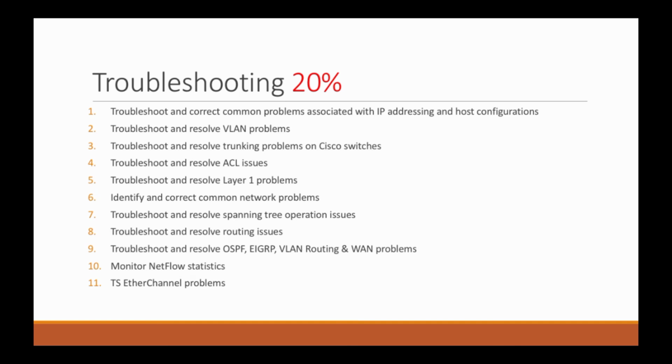Troubleshooting, 20%. Troubleshoot and correct common problems associated with IP addressing and host configurations. Troubleshoot and resolve VLAN problems, trunking problems on Cisco switches, ACL issues, layer 1 problems, and identify and correct common network problems in general. Resolve spanning tree operation issues, resolve routing issues, troubleshoot and resolve OSPF, EIGRP, VLAN routing and WAN problems, and monitor net flow statistics and ether channel problems as well.